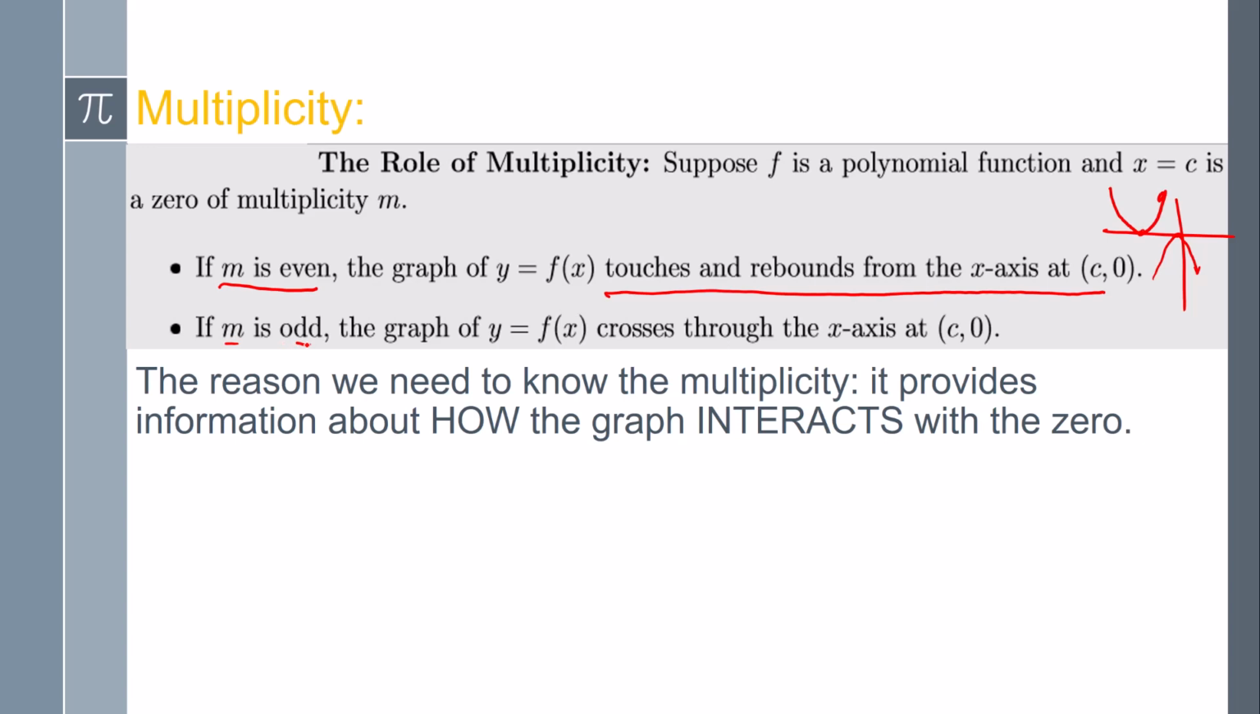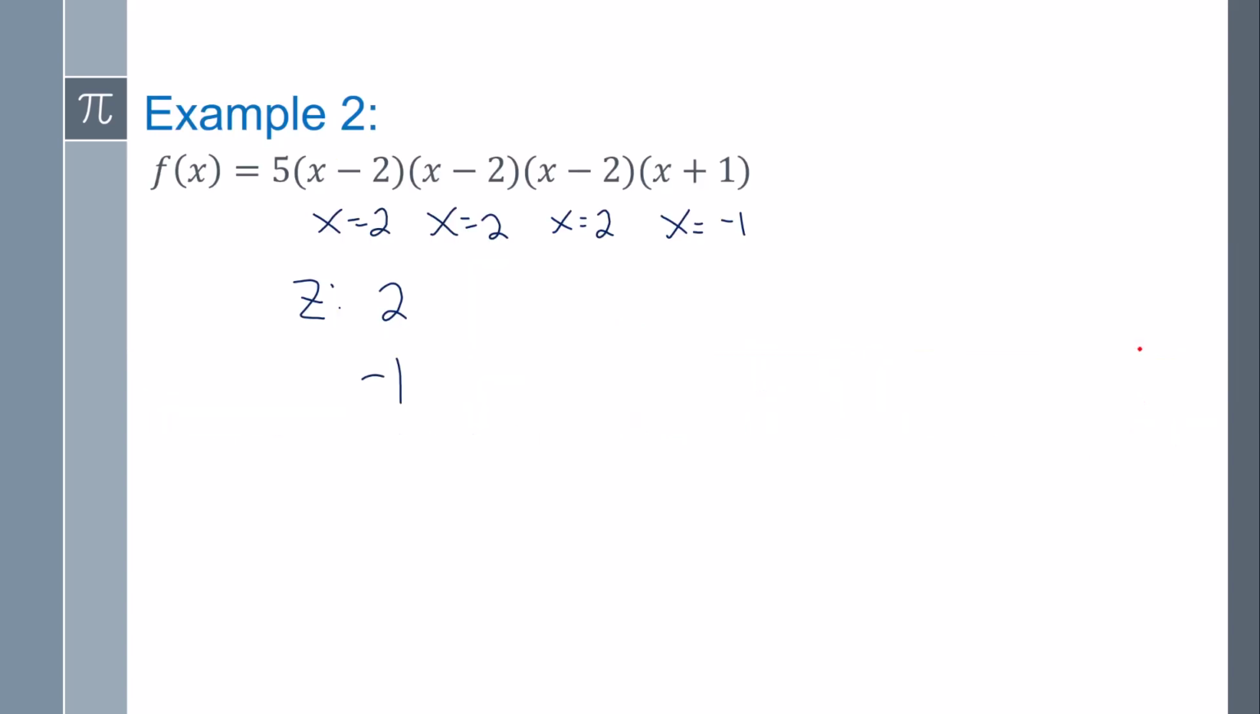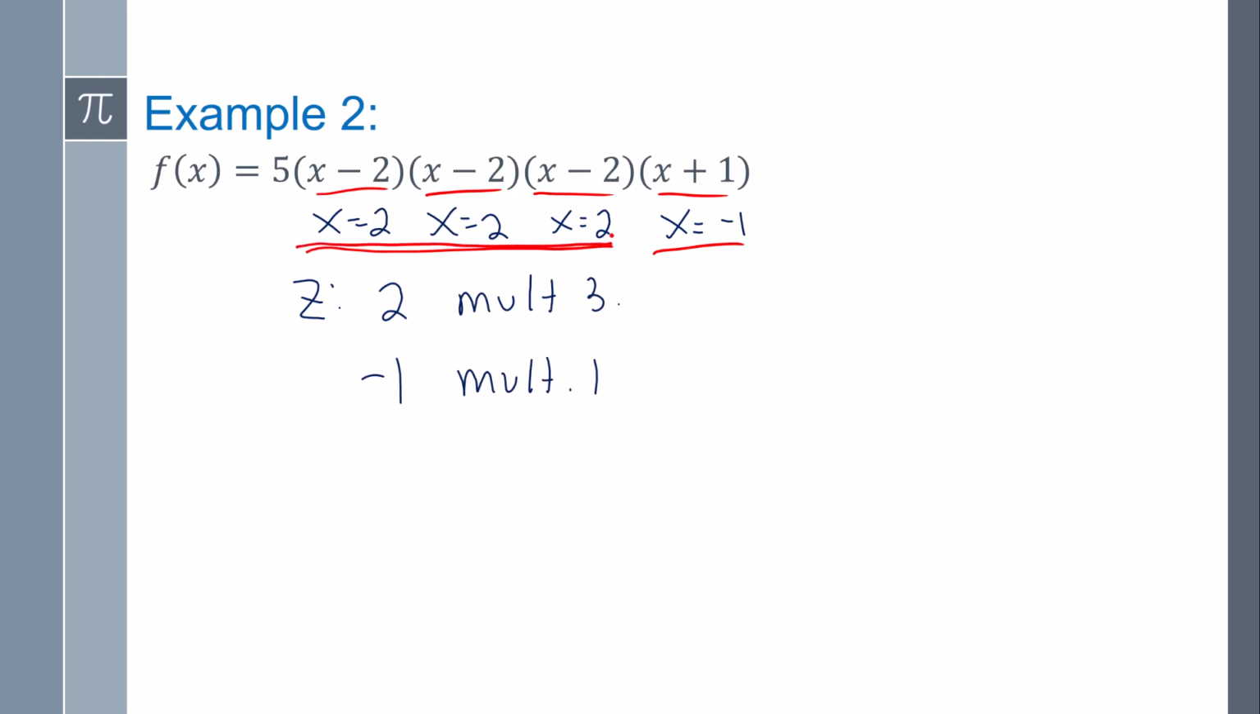If your multiplicity is odd, it's going to cross through the x-axis. So let's say that's my 0. I know that my graph is going to cross through it if my multiplicity is odd. Let's look at this example here. I set each one equal to 0, and my zeros are 2 and -1. Now, how many of those zeros of 2 did I have? I had 3. So multiplicity 3, because I had 3 of them.